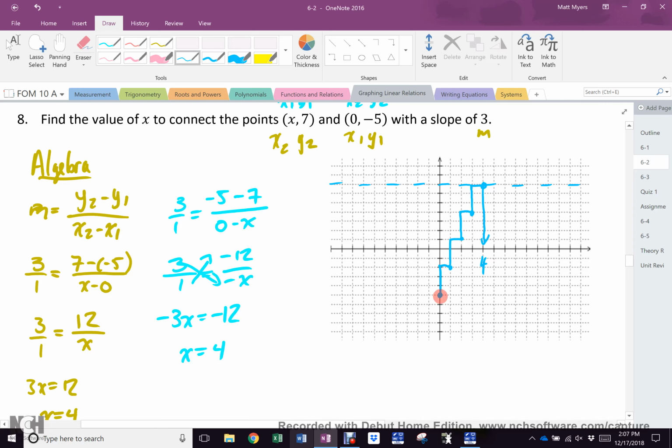I started down at 0, -5. I needed to get all the way up to where y was 7. Up 3 over 1, up 3 over 1, up 3 over 1, up 3 over 1, and there I am. Is everybody good? I just made the mistake that I always talk to you guys about. I said up and over. Up, right. Up 3, right 1. Up 3, right 1. Up 3, right 1. Everybody cool? All right. Now, let's go to 1.